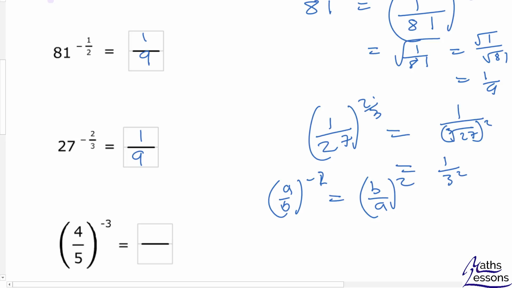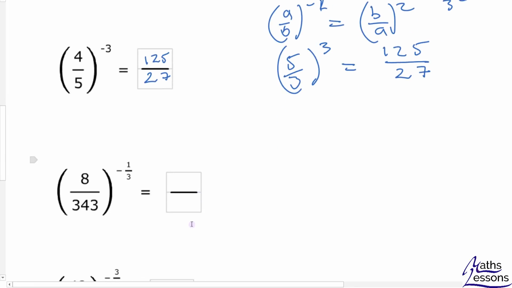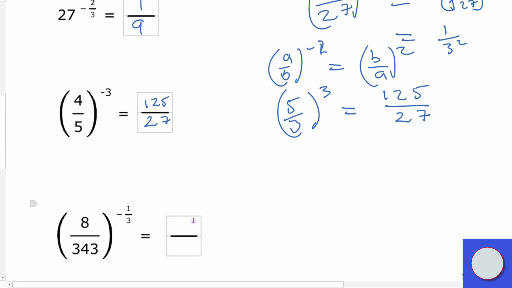So bearing that in mind, we're going to flip this. So we're going to get 5 over 3 to the 3. So we're going to cube both the top and bottom. So 5 cubed is 5 times 5 times 5 is 125. 3 cubed is 27. And those don't really cancel down. So we get 125 over 27. Okay, try this one, guys.